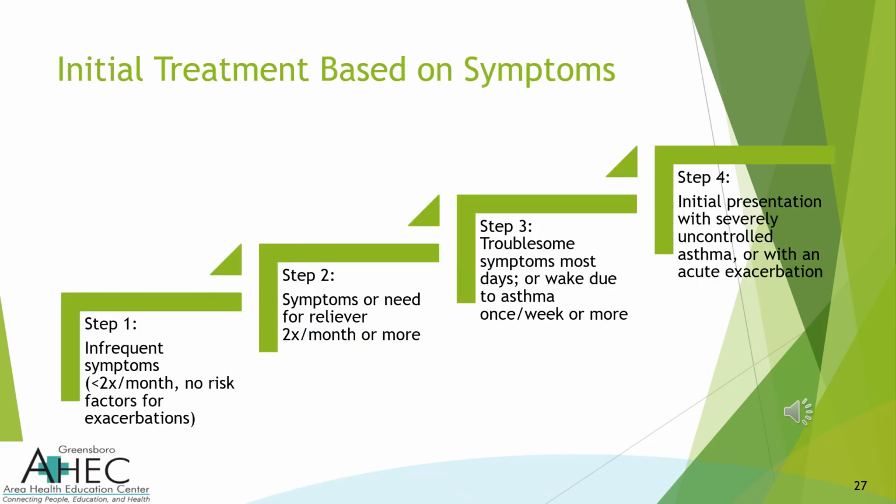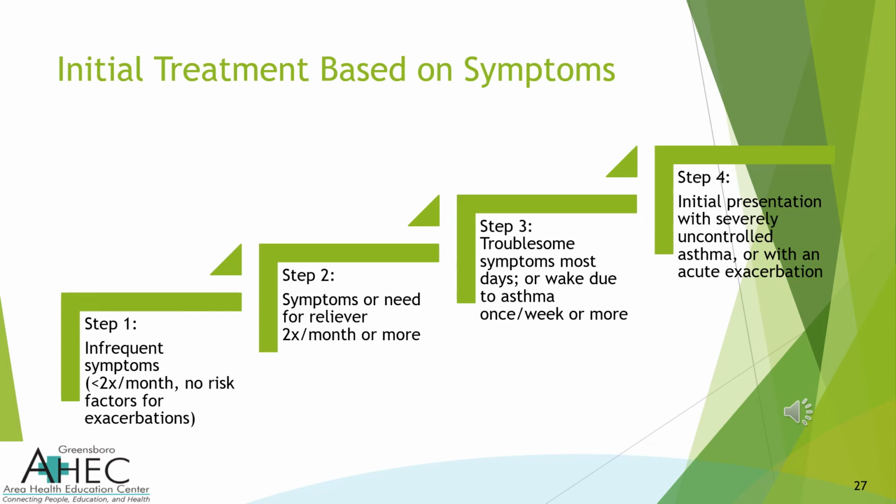Before we get into the guidelines, let's talk about some general principles for treatment. The initial treatment for asthma should be based on the patient's symptom severity as well as frequency. There's a stepwise approach. So step 1 is your patients with the least severe symptoms or least frequent symptoms. So these patients only have symptoms less than twice a month and have no risk factors for exacerbations.